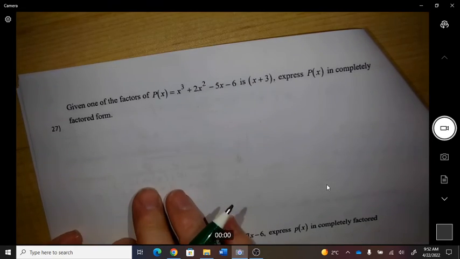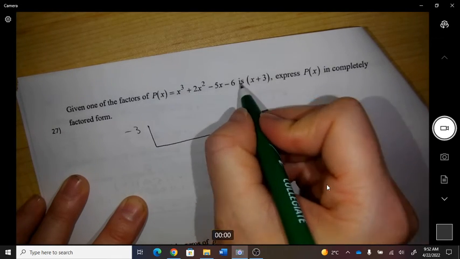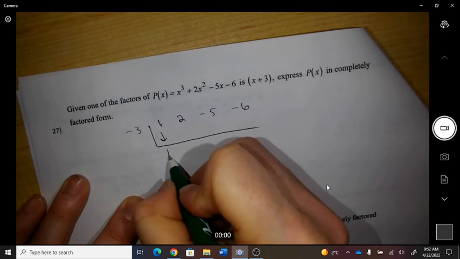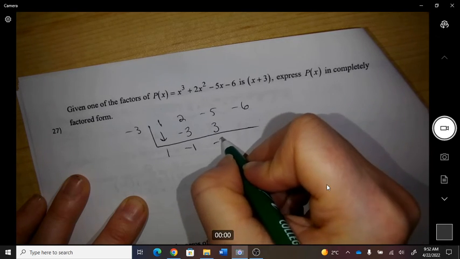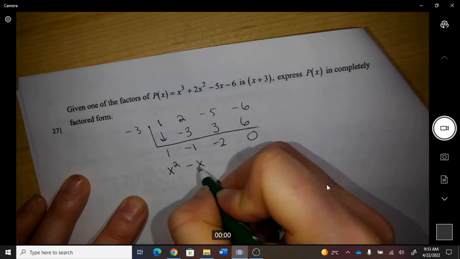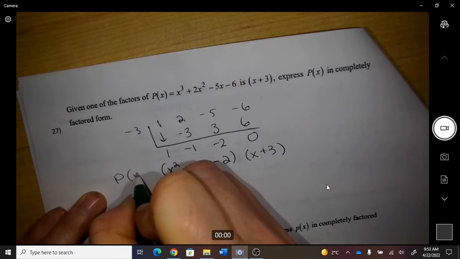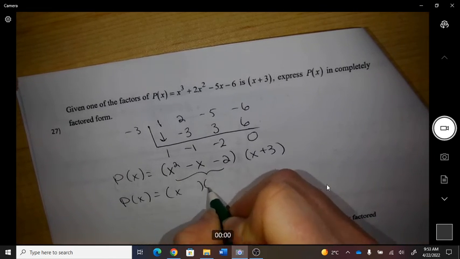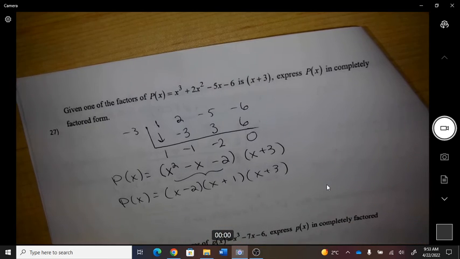Okay, express completely factored. So I'm going to synthetically divide with a -3. Cube squared x number. Good with the order. Bring that down, 1, -3, -1, +3, times -2, added, +6, 0. This would be 1x squared minus an x minus 2. And then we also have x plus 3. And then I'm going to factor this trinomial, so x with a 2 and a 1. I need a -2 and a +1.